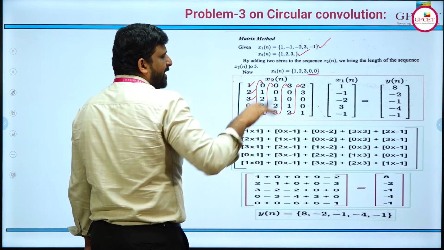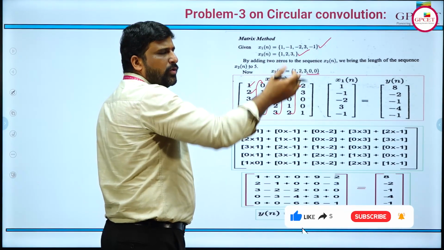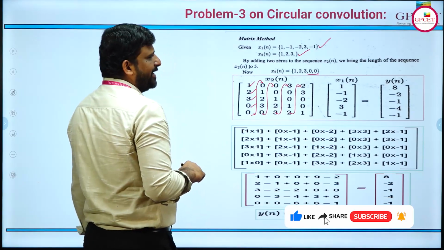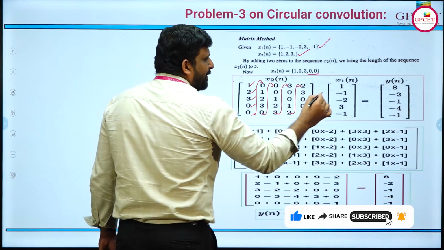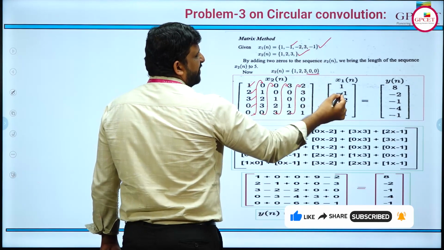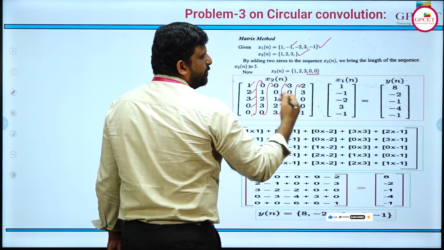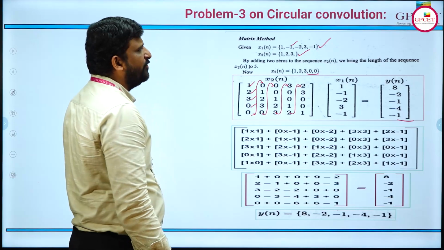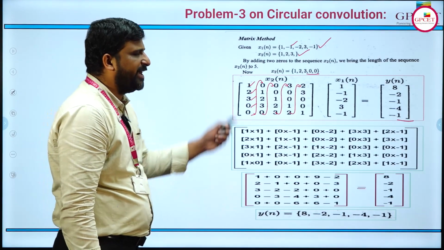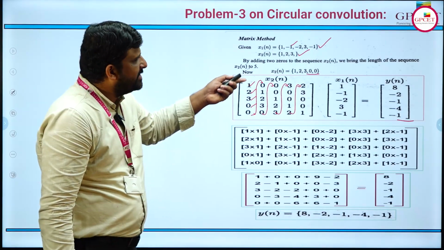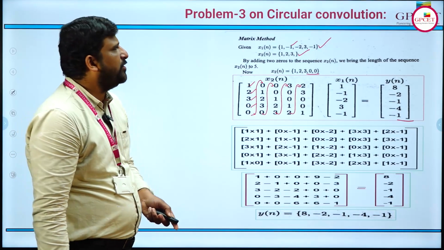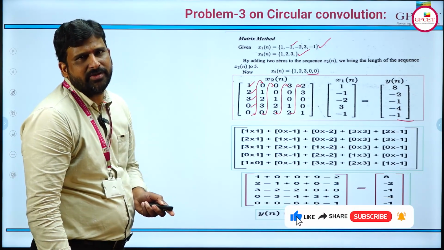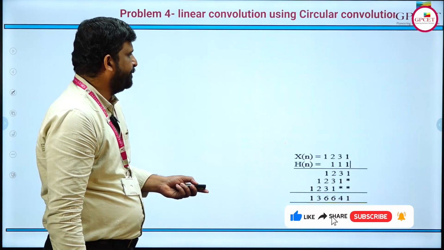Like this, how many rows will we have? We need to do it like this. So see, this is the first matrix representation and this is multiplied with x1 of n. So we multiply x1 of n, and what is the answer I got? I got 8, -2, -1, -4, -1, which we have seen previously. That is, this is another method to find the value of the circular convolution. Fine, I think it is clear.